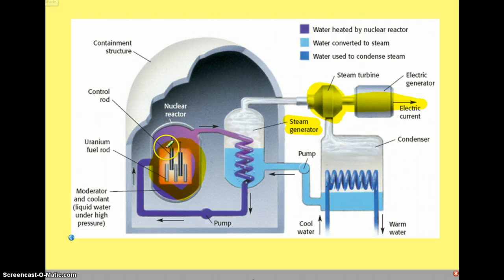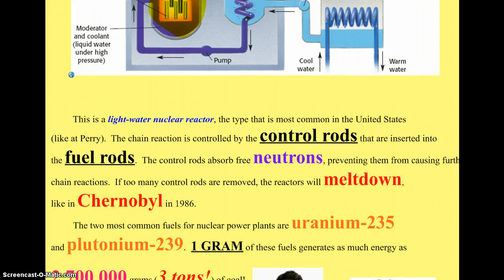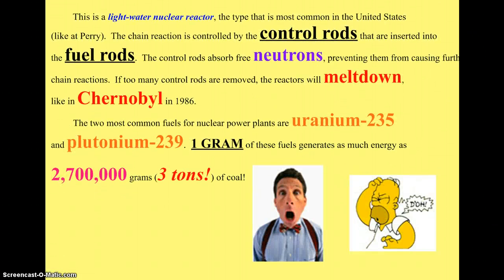So let's look at some aspects. We'll focus here at where the nuclear reaction is: control rods and fuel rods. Perry power plant is an example of a light water nuclear reactor. And we control the chain reaction by inserting control rods into the fuel rods. These control rods absorb neutrons. So if the neutrons aren't able to go hit more uranium atoms, then we control the chain reaction. And so if the control rods are fully inserted, then we have a complete shutdown of the reactor core.